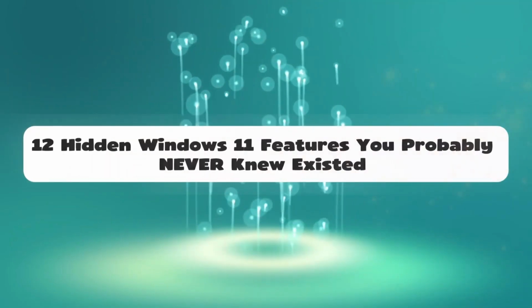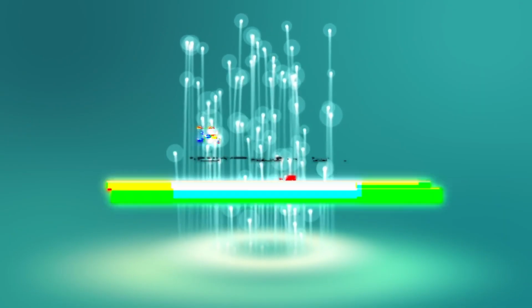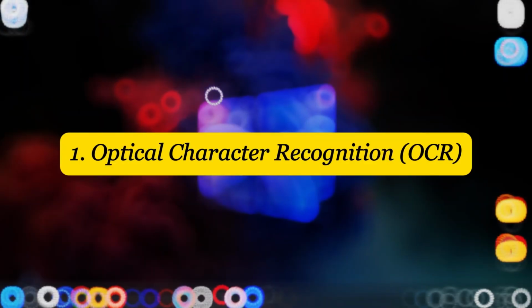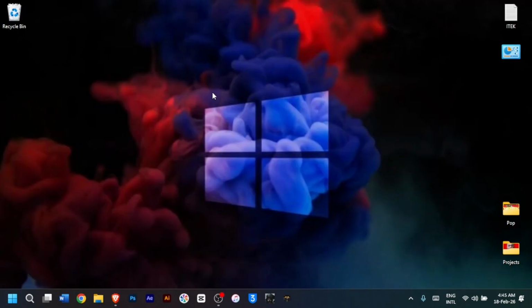Today I'm going to show you 12 powerful hidden features inside Windows 11 that most users have never seen. Let's dive straight in. Let's start with hidden OCR context extraction in Snipping Tool. Windows 11 has secretly added optical character recognition right inside Snipping Tool, meaning you can copy text from images instantly without retyping. Let's talk about how to use it.